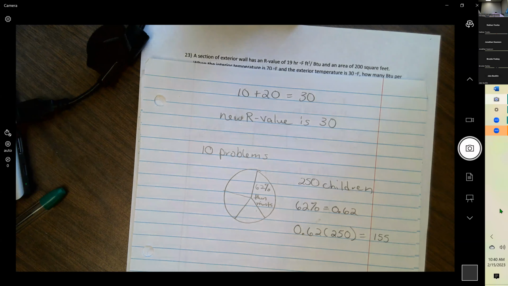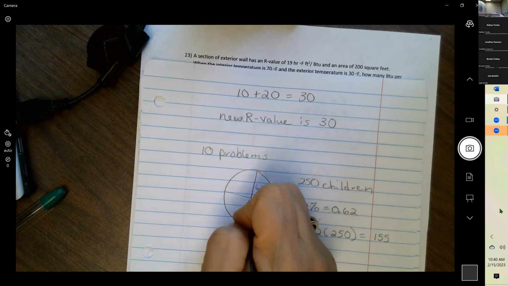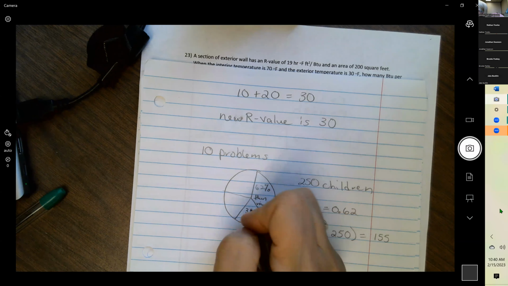So that's what the graph that's on there will look like. Any questions? The percentage is going to be inside the graph. Yeah. Okay. Maybe 62.3%.